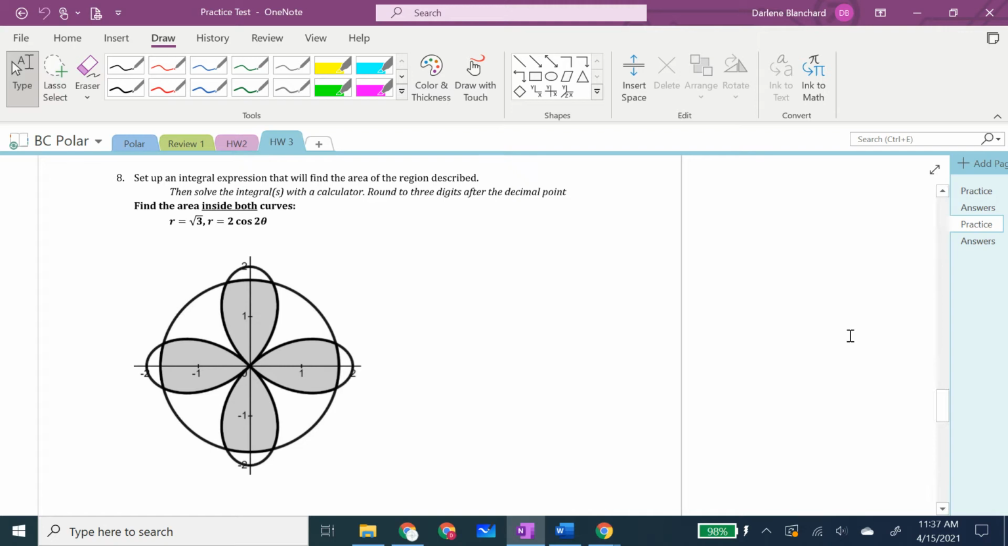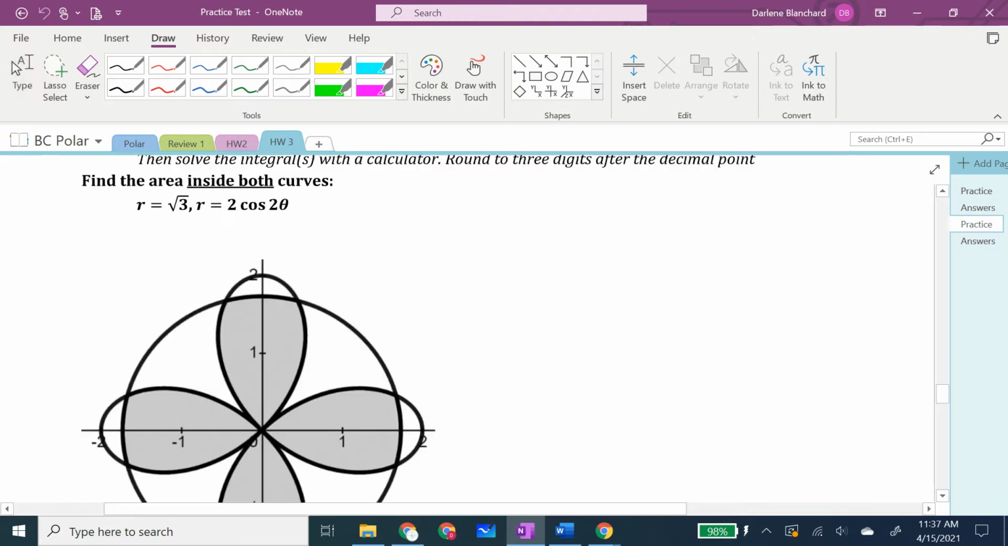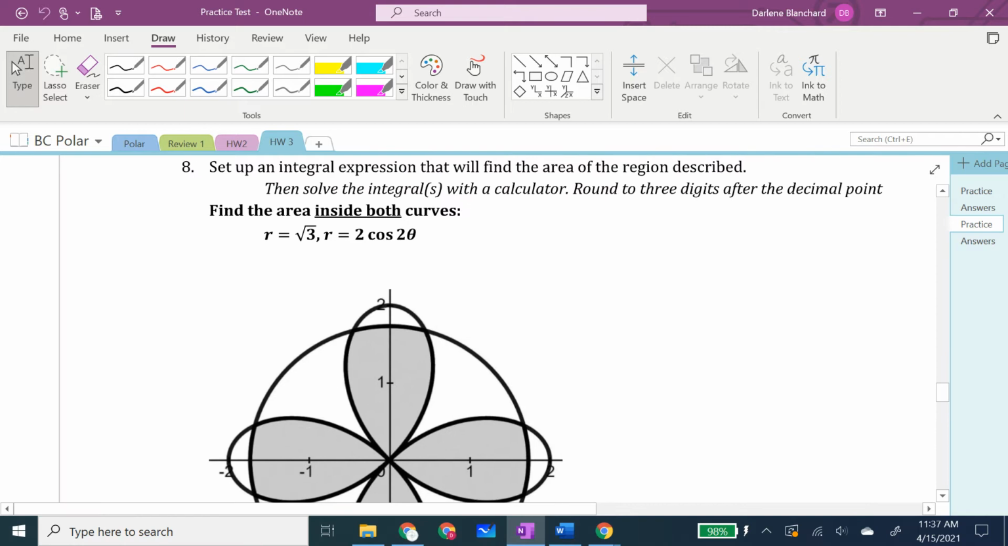The first thing that I want to do with you guys is look at problem number 8 from the practice test. I want to talk to you about what you need to be able to do, because you're going to need to know what angles graphs actually intersect at. You also need to know the angles where a graph comes out of the pole and gets sucked back into the pole.